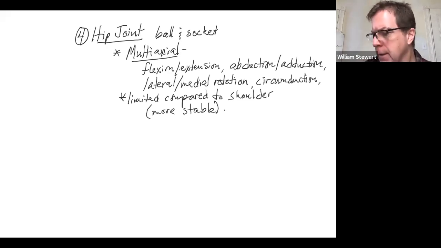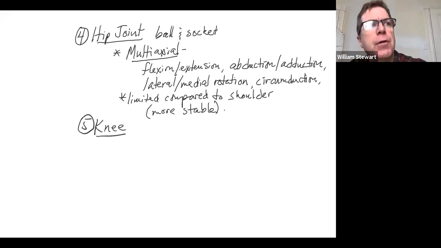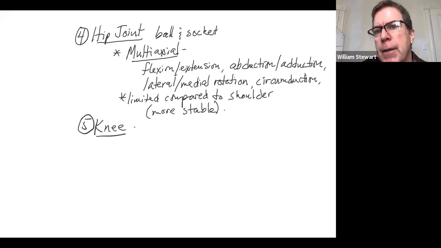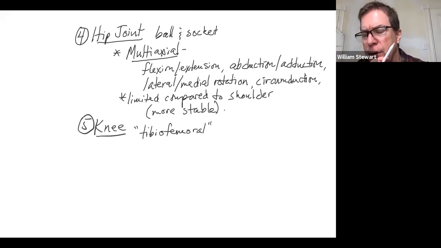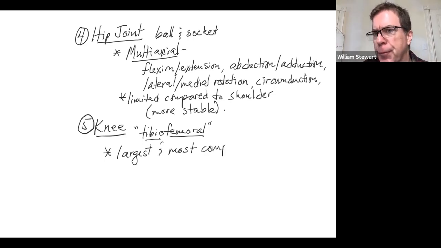And number 5, last one, is the knee joint. The knee, sometimes referred to as the tibiofemoral joint, so I'm just going to write that in quotes. They all have scientific names based on the major bones that make up that joint. In this case, the femoral condyles and the tibial condyles make up the knee joint. This joint is the largest and most complex joint in the human body. It's not the most freely movable, but it is the largest joint and the most complex.